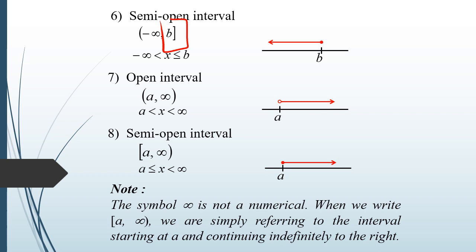The symbol infinity is not numerical. When we write a to infinity, we are simply referring to the interval starting at a continuing indefinitely to the right. So it's infinity. Okay.